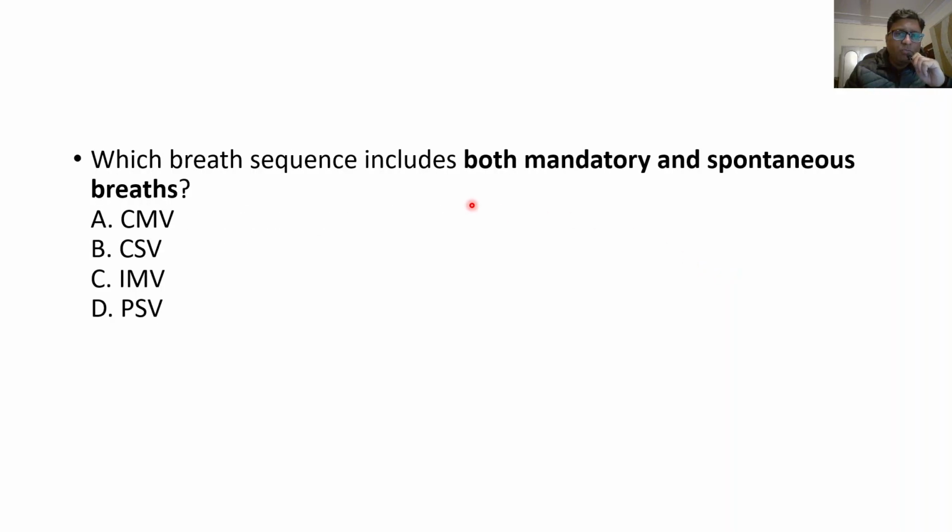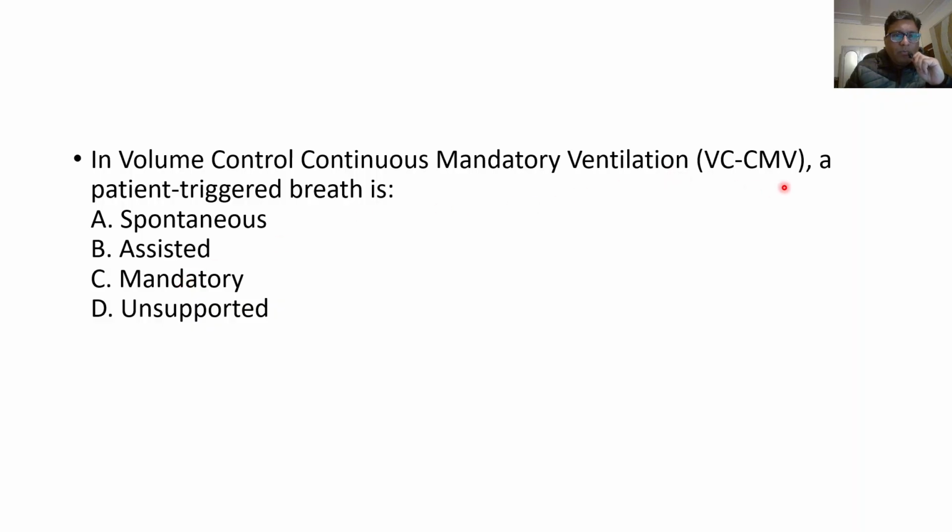Which breath sequence includes both mandatory and spontaneous breaths? IMV. PSV is totally spontaneous. CSV is spontaneous. CMV does not allow spontaneous breaths. IMV is a combination of both. In VC CMV, the patient triggered breath is assisted, mandatory, and supported. Because it is CMV, by definition no spontaneous breath is allowed. It is all mandatory breaths. The patient may trigger, but those will be mandatory breaths.